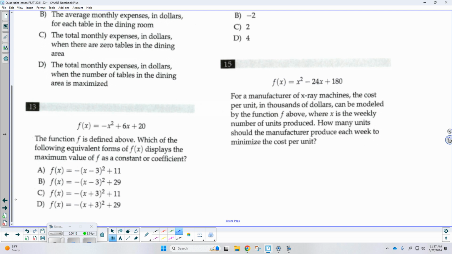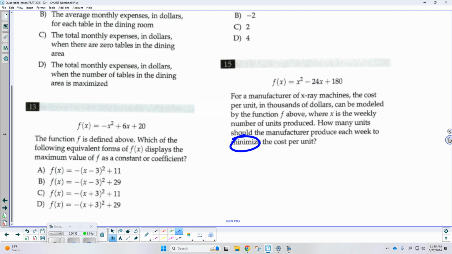The cost per unit in thousands of dollars can be modeled by the function f above, where x is the weekly number of units produced. How many units should the manufacturer produce each week to minimize the cost per unit? Okay, so there's one word that stands out here: minimize. Another word for minimum.